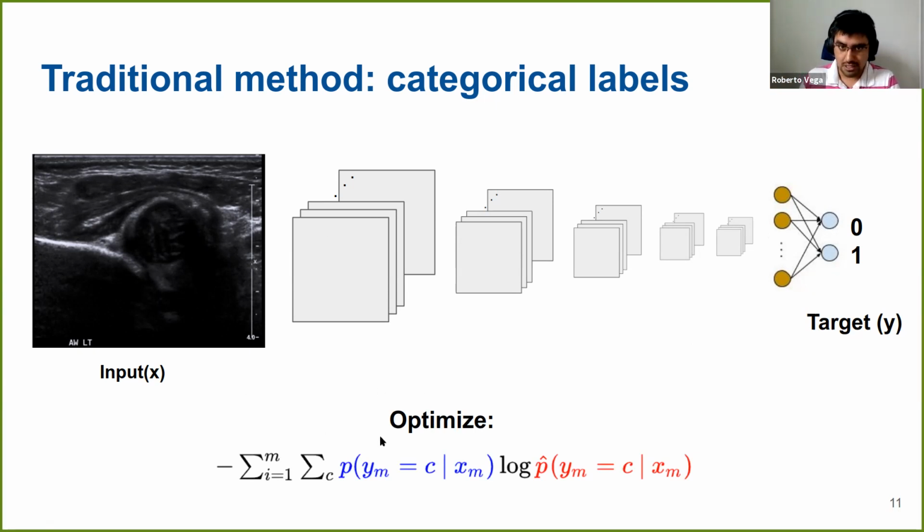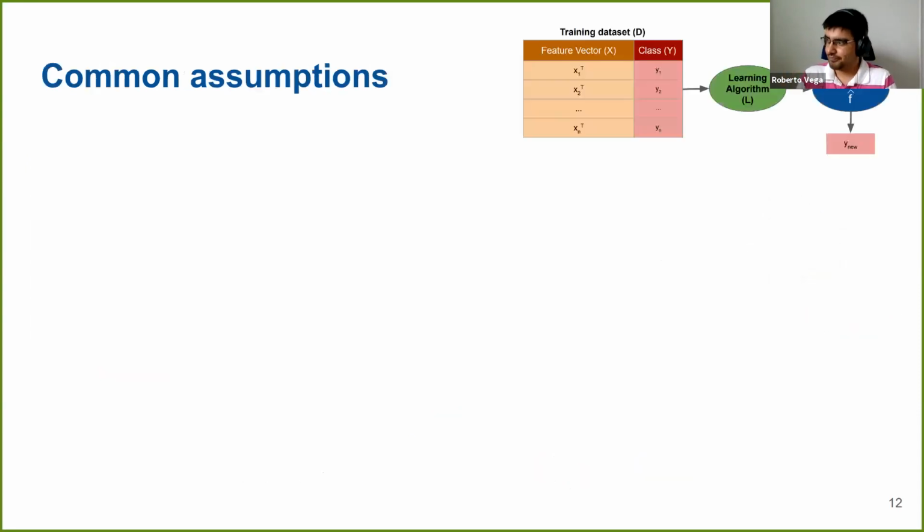The cross entropy has two parts. The first one is the actual label, which in this case is going to be either 0 or 1, depending on the class, and the log of the probability. And this probability is the prediction of the network. So we want to minimize this loss function. This is what we traditionally do in machine learning.